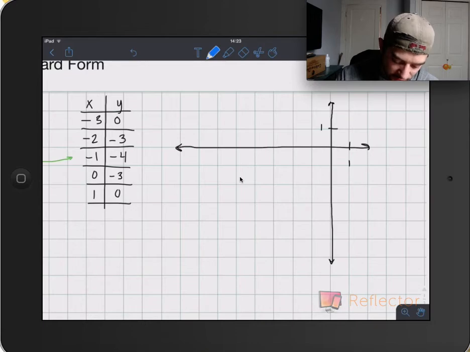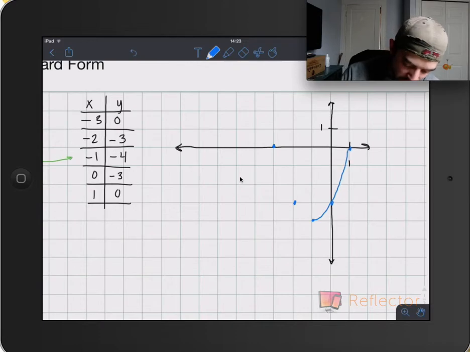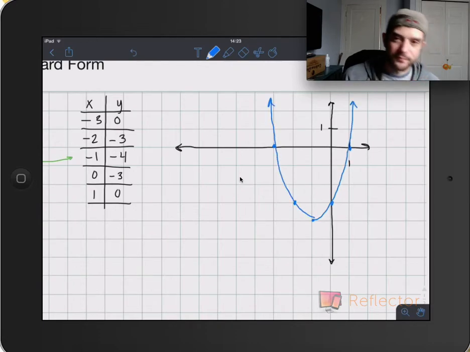So negative 3, 0, negative 2, negative 3, negative 1, negative 4, 0, negative 3, and 1, 0. And we get our parabola.